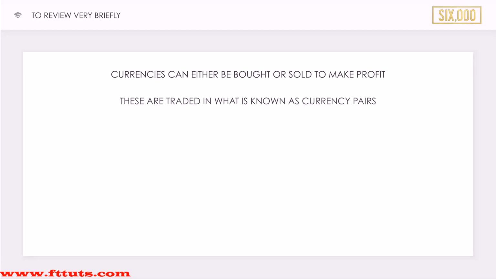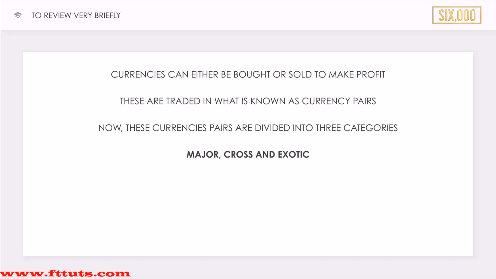Now, as always, before we head into today's module, I just want to review what we learned in day 2. So we learned that currencies can either be bought or sold to make profit. So you can trade either end of the market, and these are trading what is known as currency pairs. Now, these currency pairs are divided into 3 categories, such as major, cross, and exotic. And of course, we as traders at Six Figure Capital, we focus on major and cross currency pairs. Exotic currency pairs, I would recommend to then focus on them once you're a profitable trader. For more experienced traders, you can then start looking at exotics.